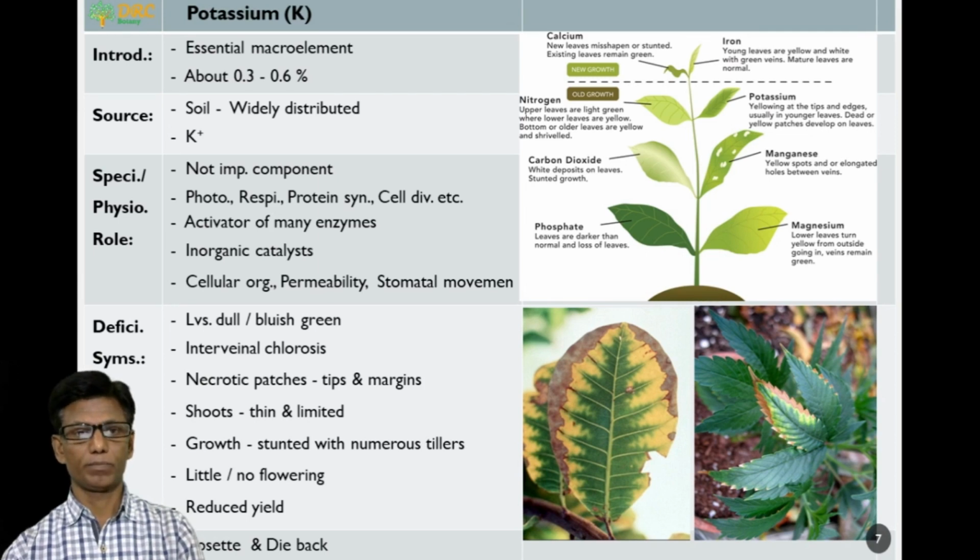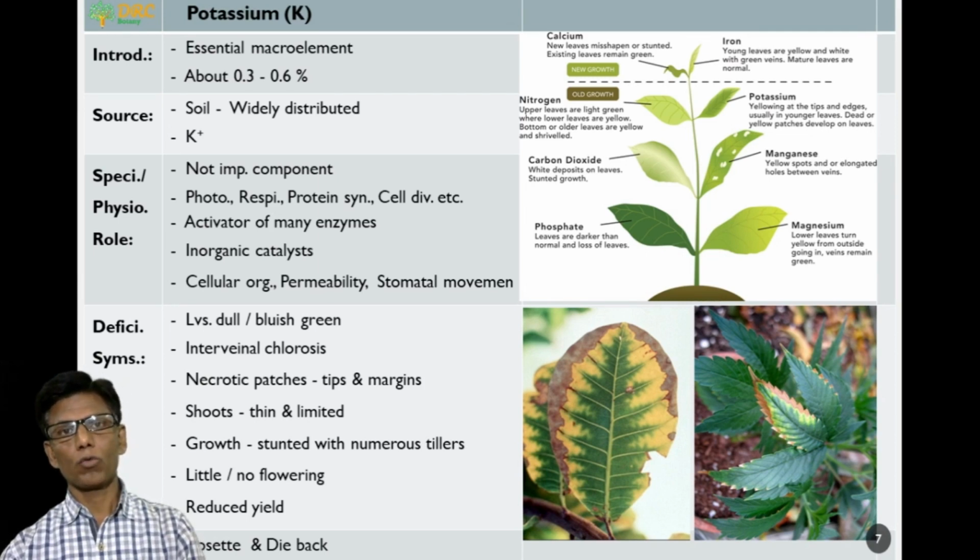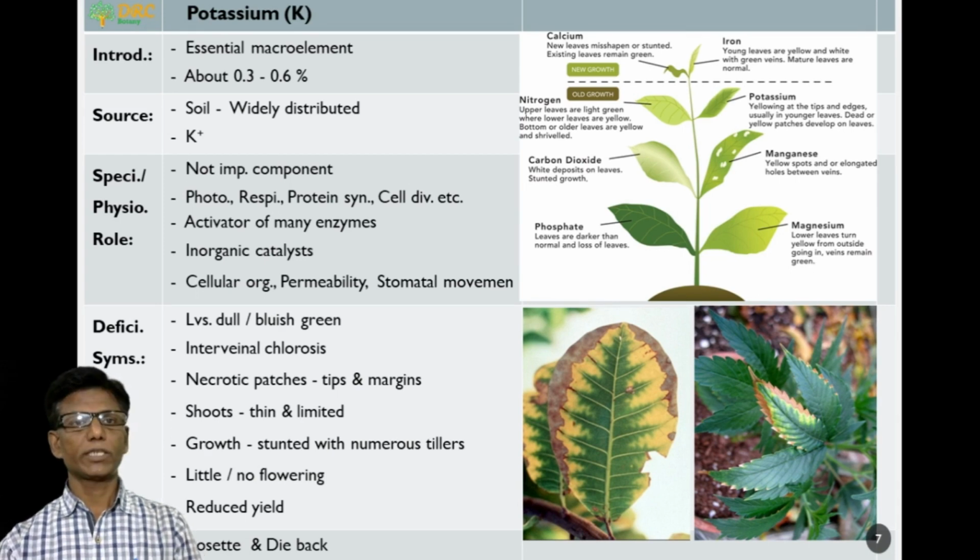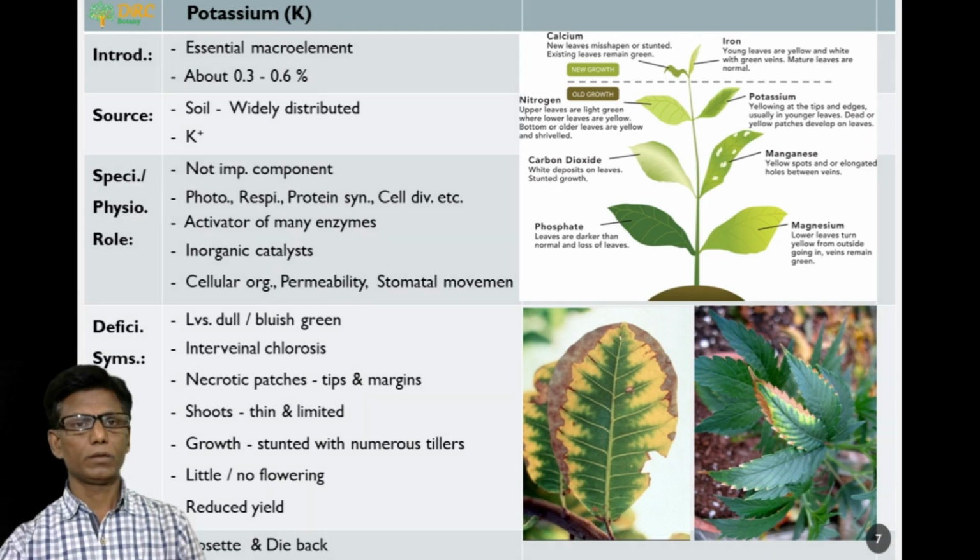numerous tillers. There may be little or no flowering, resulting in reduction in the yield. Potassium deficiency causes two diseases in the plants. First one is rosette and the next one is dieback. When the plants become bushy in appearance, it is called rosette disease. And when the loss of apical dominance and regeneration of lateral buds takes place, it is called dieback disease. Here, another macroelement is completed.